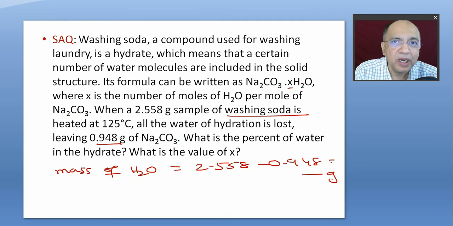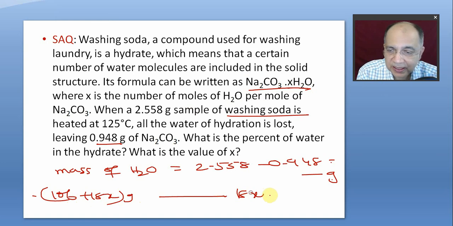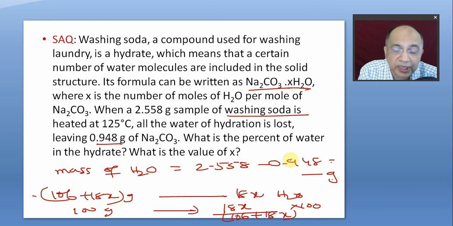Either you can adopt the algebraic method, that is, the molecular mass in terms of x is 106 plus 18x. This is 18 and this is x, and this is 106. Gram of hydrated compound contains 18x water. So 100 gram has how many? What is the percentage of water in the hydrated sample? This divided by this into 100, and that is equal to the experimental data.